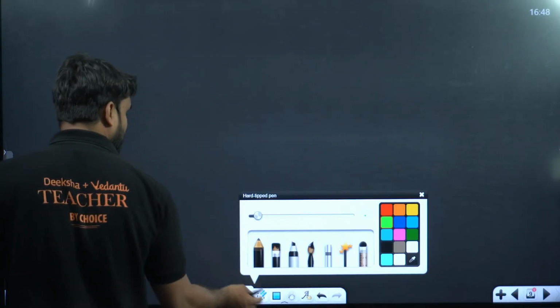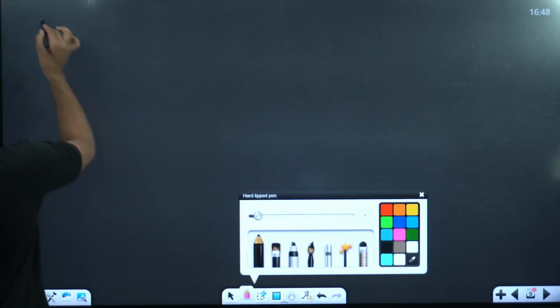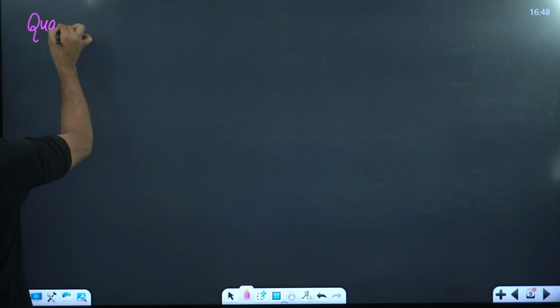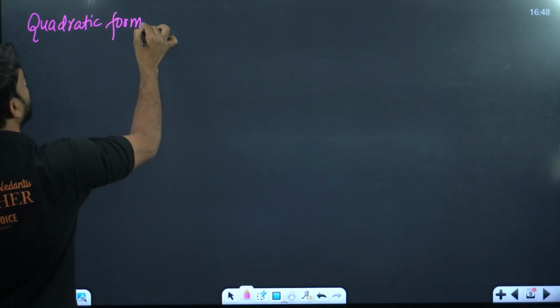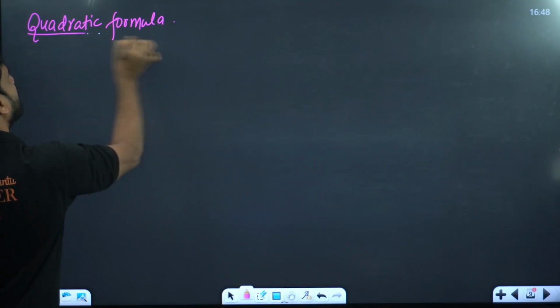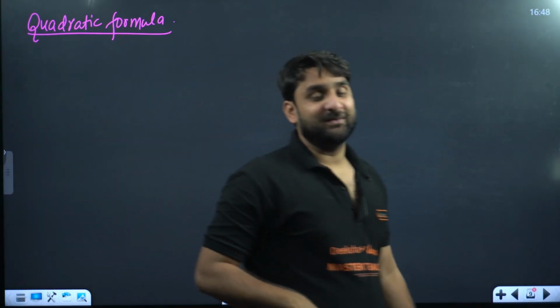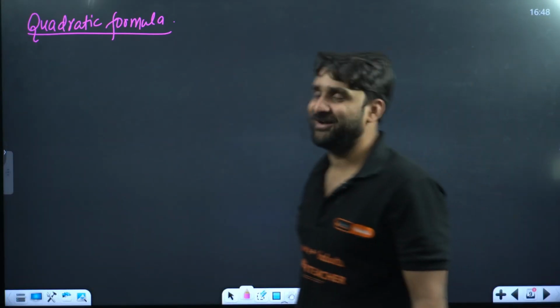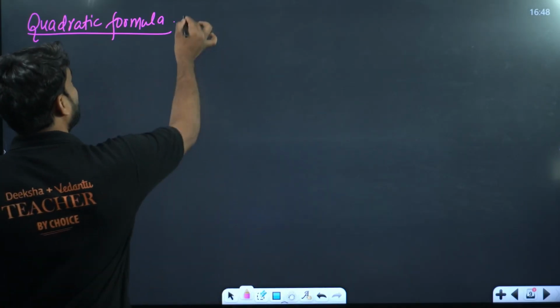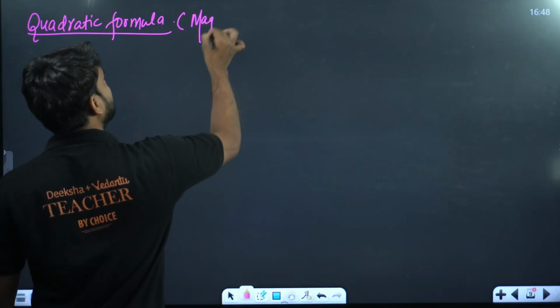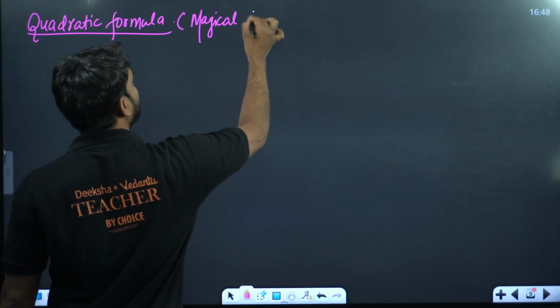So let me teach you the quadratic formula. What is called the quadratic formula? This formula is absolutely magic, because when there is no one to help you out, there will be the quadratic formula. Personally, I used to give a lot of value to this. This is a magical formula.